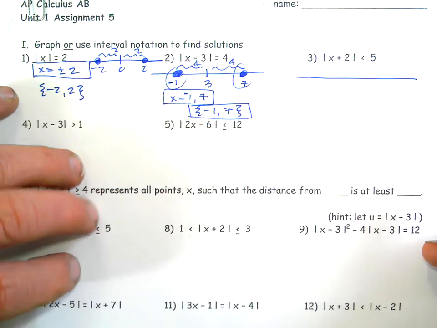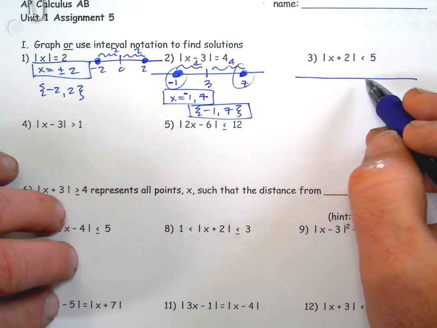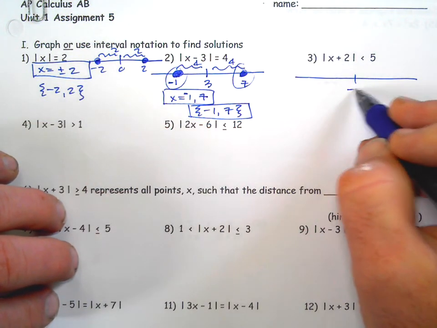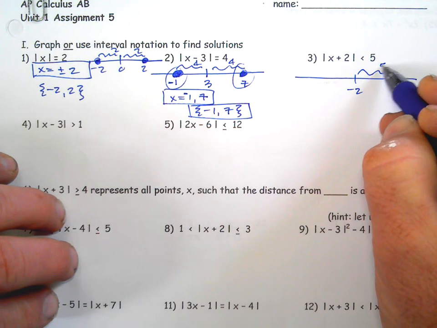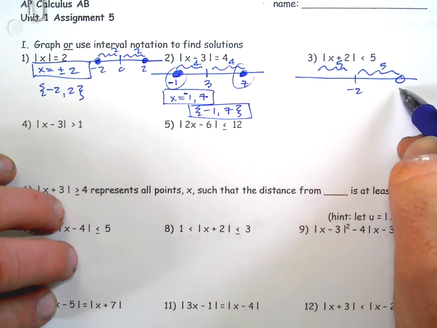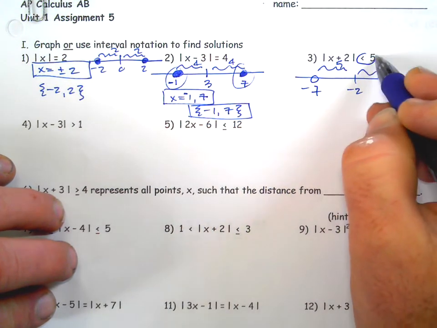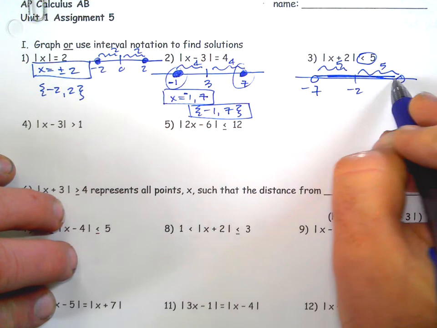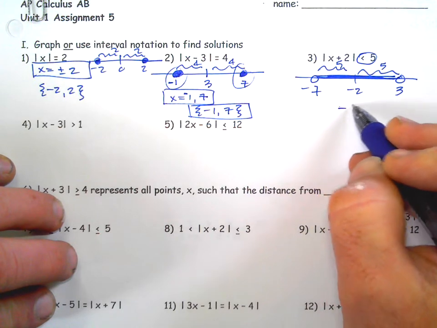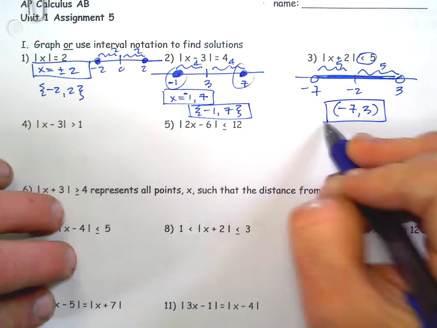I also like it because it's actually making you think of what the definition of absolute value is. It's distance on a number line. So this is going to be at negative 2, 5 away, both sides. So there's going to be open dots. That's going to be at 3, negative 7. It's going to be distances smaller than 5. So it's got to be between. So definitely want interval notation for these answers.